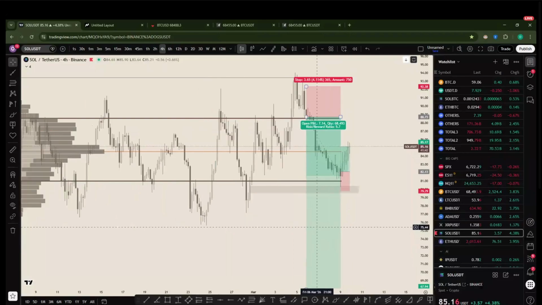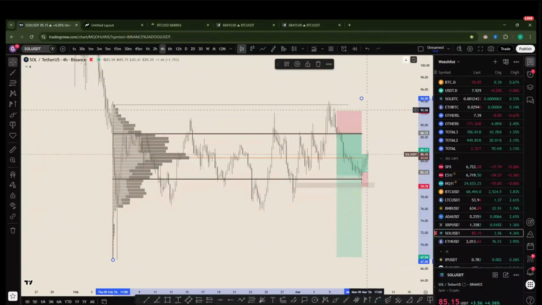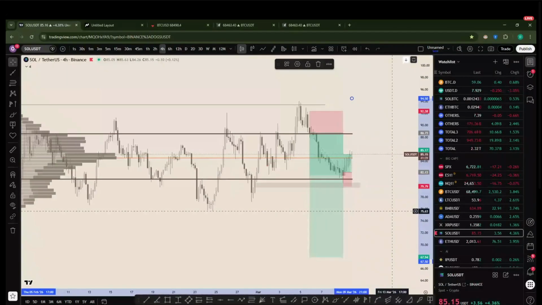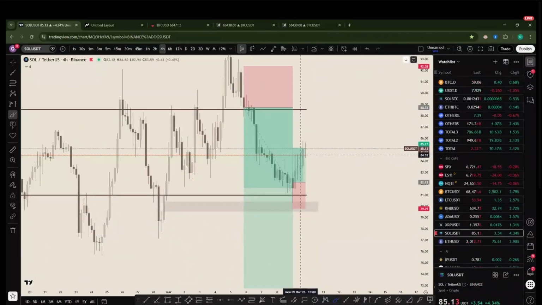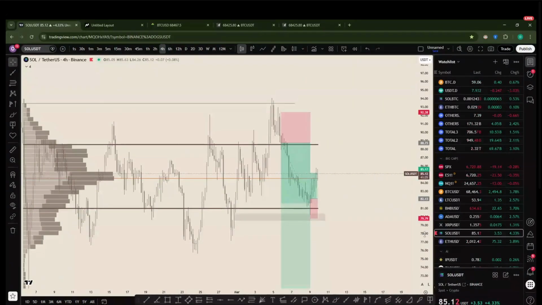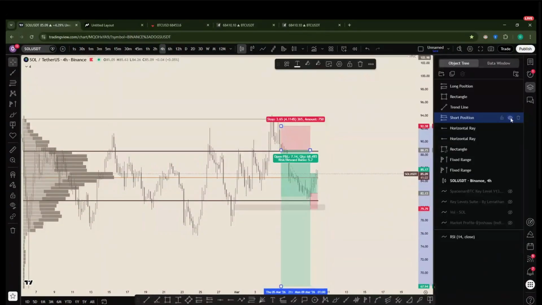And let's talk about what I'm expecting next on Solana, okay? Let's forget what has happened. So we respected the value area low. That's the first thing. We are currently trading above the POC, this orange line, which is a good thing. So the short area where I'm looking to short Solana, let me just hide both of these, okay?